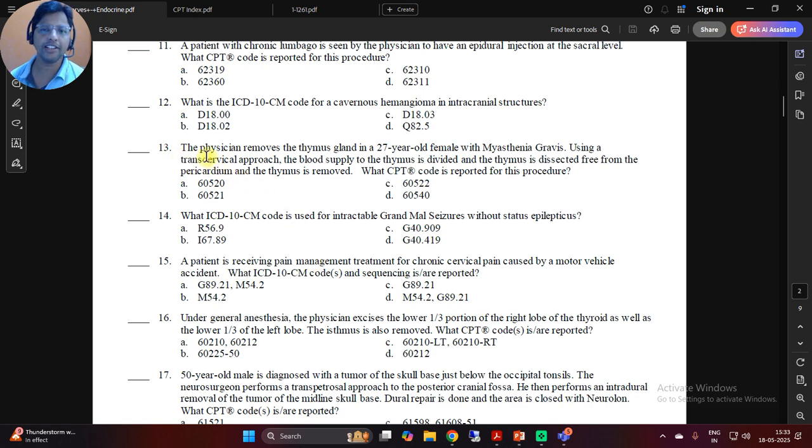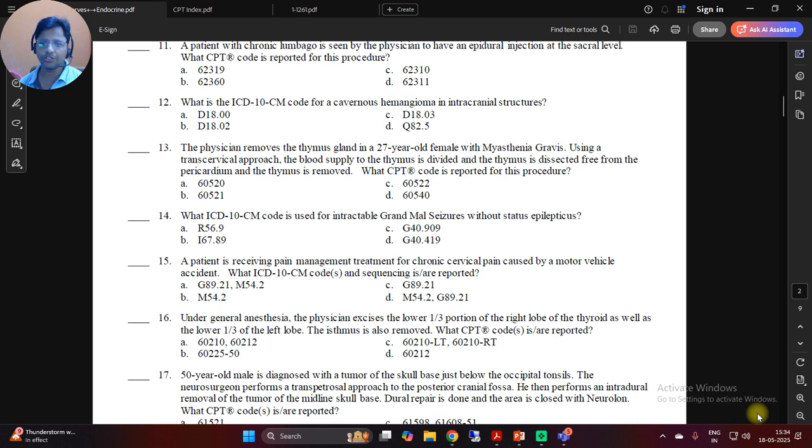13. The physician removes the thymus gland in a 27-year-old female with myasthenia gravis, using a transcervical approach. What is transcervical approach? Transcervical means through the neck. The blood supply to the thymus is divided and the thymus is dissected free from the pericardium and the thymus is removed. What CPT code is reported for this procedure? Use your CPT book and check fast. Take 2 minutes. Yes, 60520 is the correct answer.